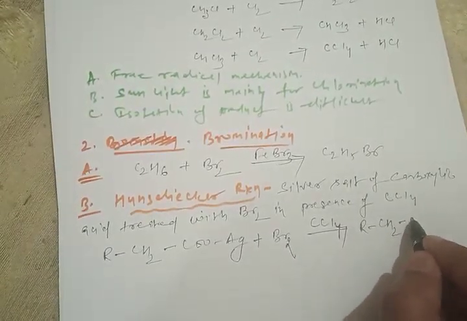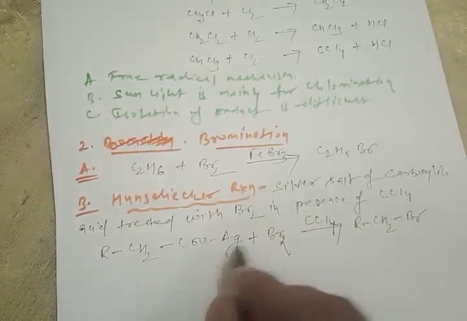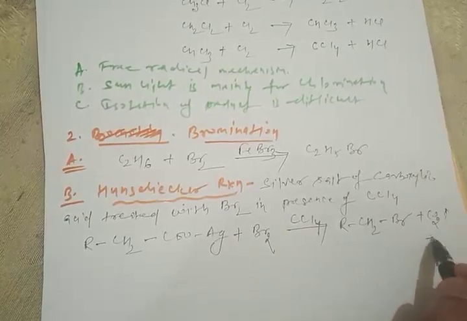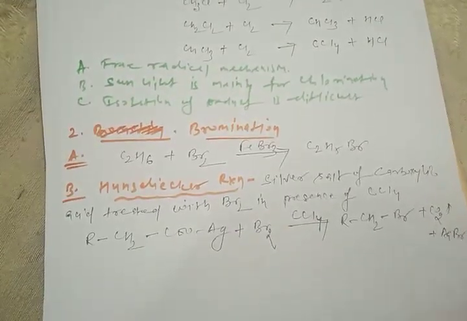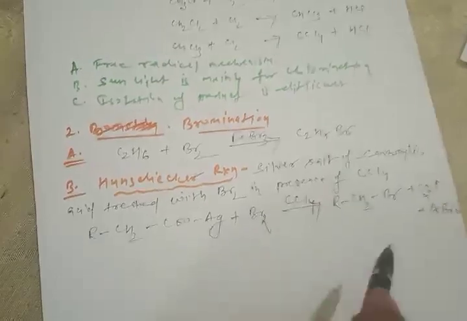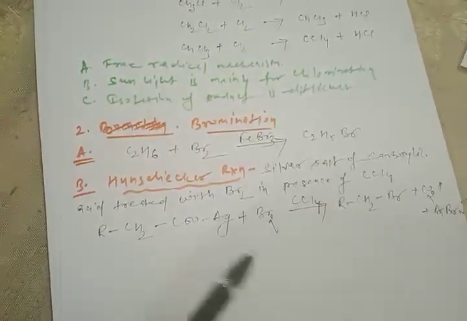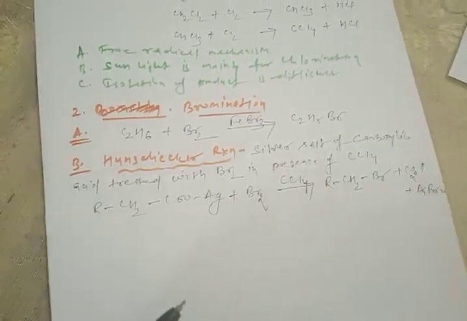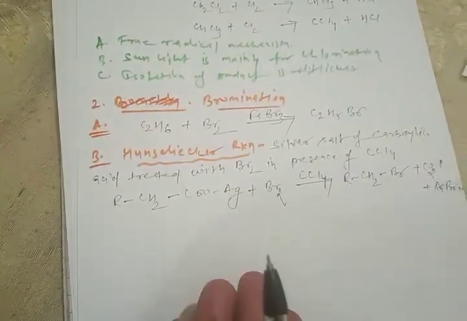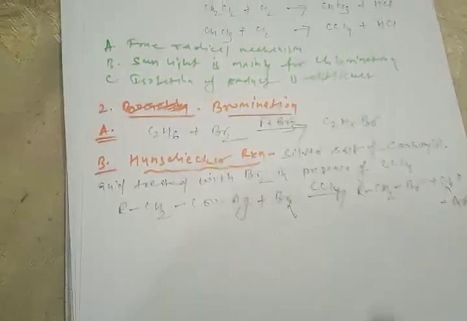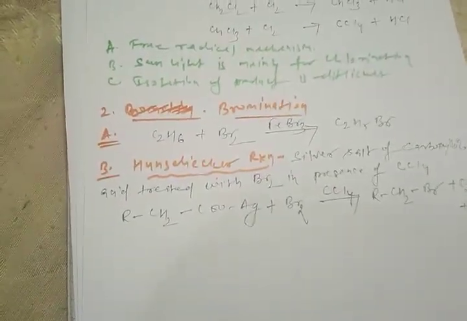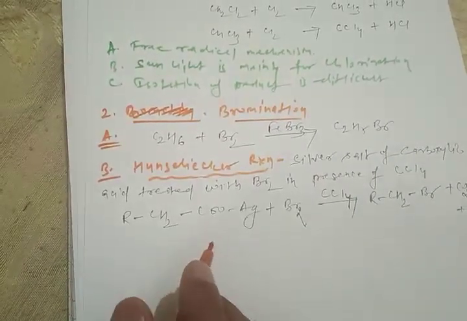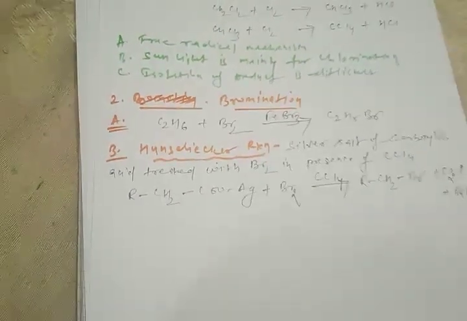RCH2Br, with release of CO2, carbon dioxide, and AgBr. This will precipitate. So this is the simplest method for the preparation of alkyl bromide, because CO2 is released and AgBr precipitates out. And again, this is a free radical mechanism. Nothing is special in this mechanism; it will follow the free radical pattern.